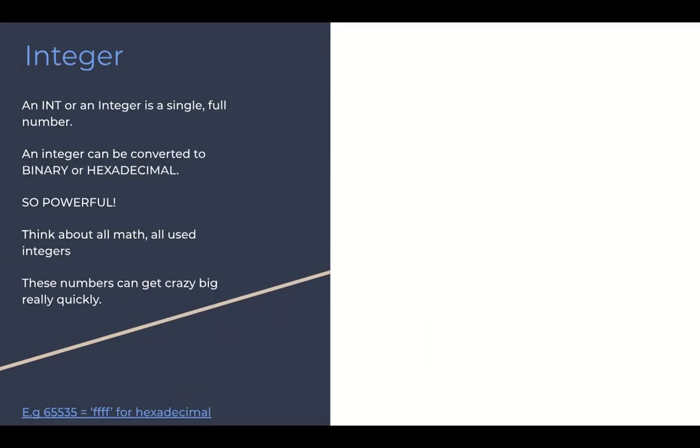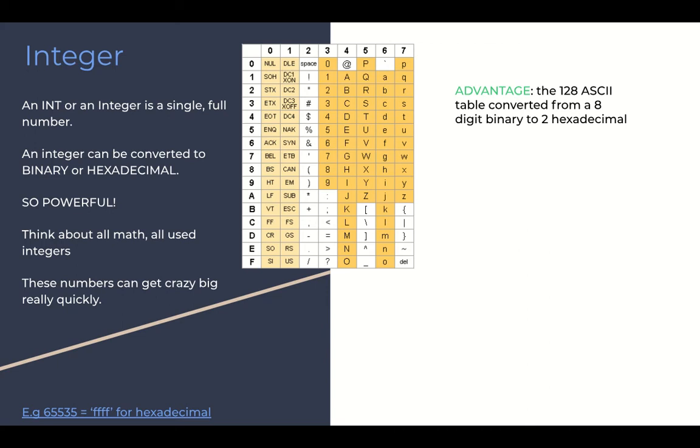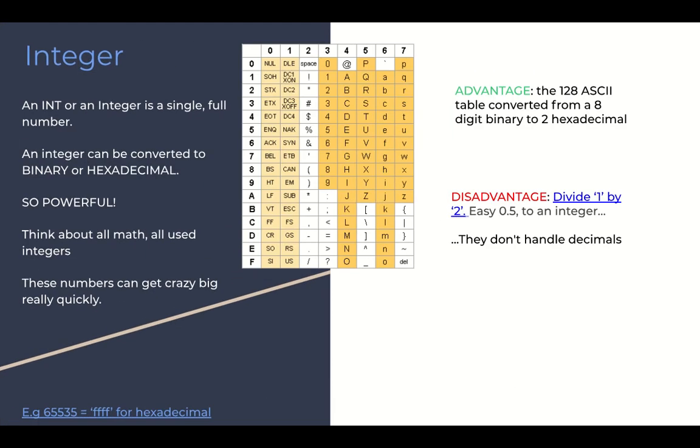An integer is just a whole number. There's no decimal attached. They're incredibly useful due to their simplicity, as they can be converted into other base numbers such as binary or hexadecimal. If we think about all the math that we do in our classrooms, we only use whole numbers, but we do incredible things with them. In our Yahtzee projects, we use integers for scoring.